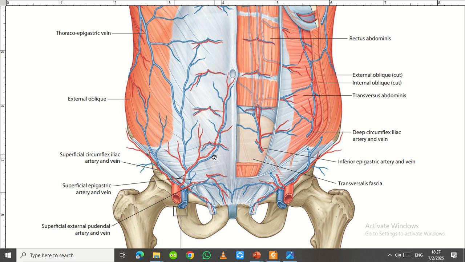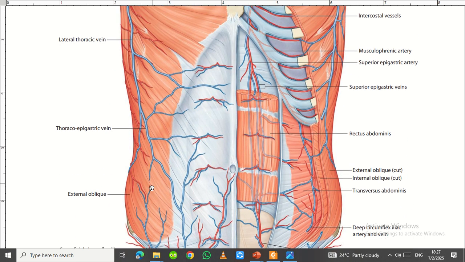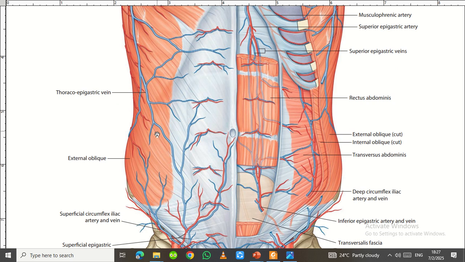Good. So we are done with zone number two. Zone number three is this region right here. So let's take a look at the blood vessels for zone number three.